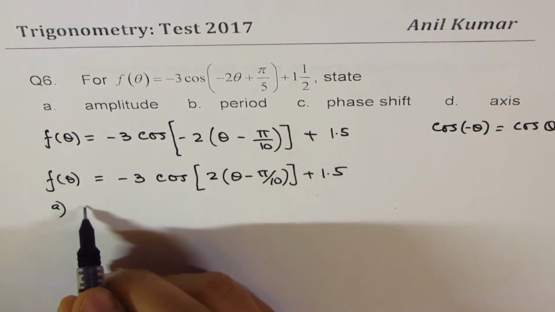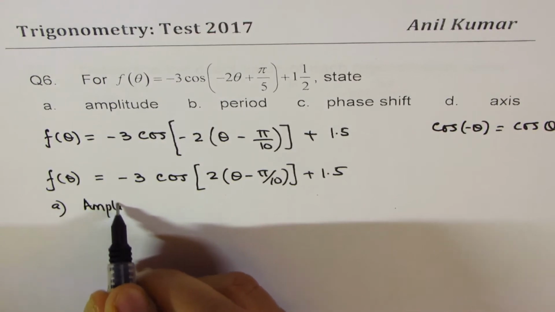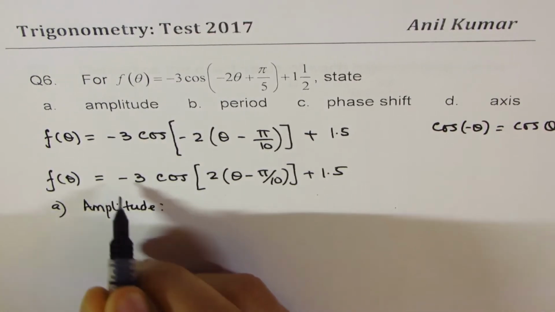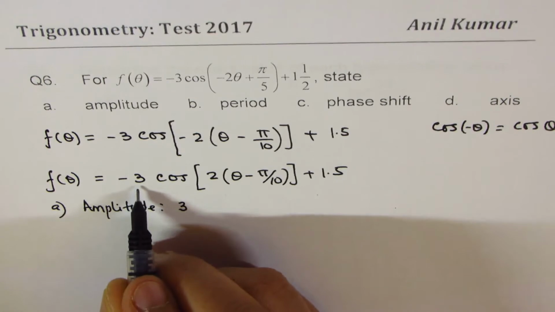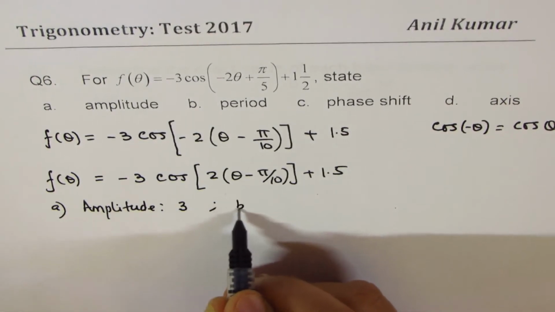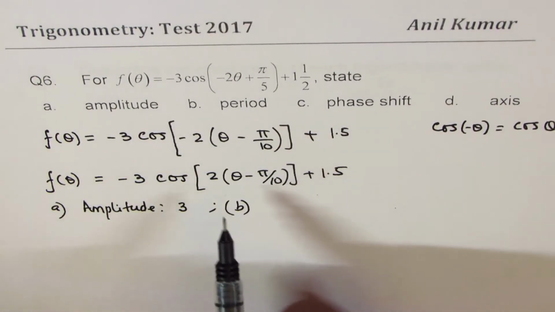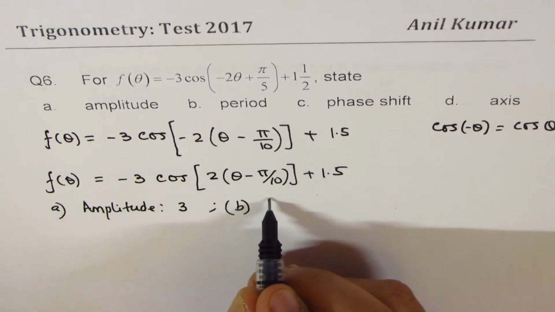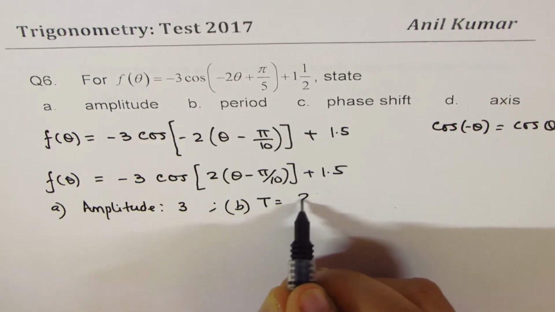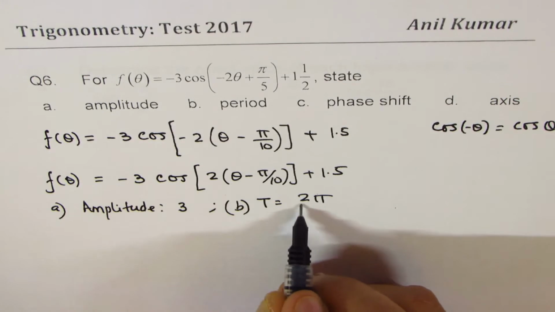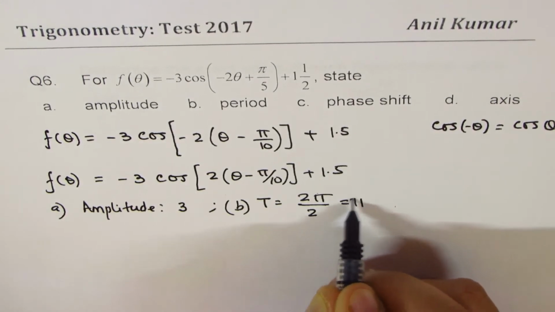So A, the amplitude is how much? Amplitude is always positive values. Okay, so that is the amplitude A. And for B, period. So time period is 2 pi. We say time period is 2 pi divided by K, which is 2 here. So in this case, time period is pi.